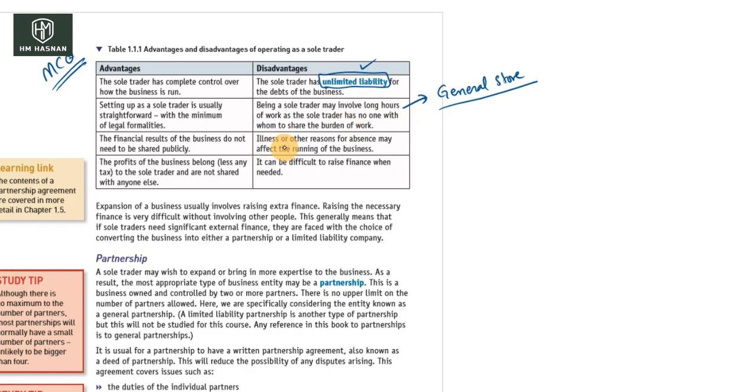The third disadvantage: illness or other reason for absence may affect the running of the business. We talked about earlier, it can be difficult to raise finance when he needs it. A sole trader is not able to increase his finance by himself. If he wants to get finance, the only option is to go to the bank and obtain a loan, or he can obtain a loan from friends, but he can't issue shares. A sole trader doesn't have any option to issue shares. This is the disadvantage of a sole trader.